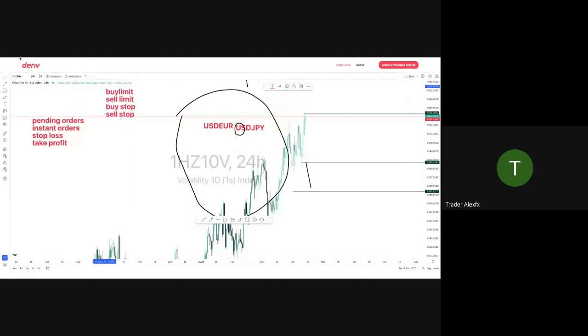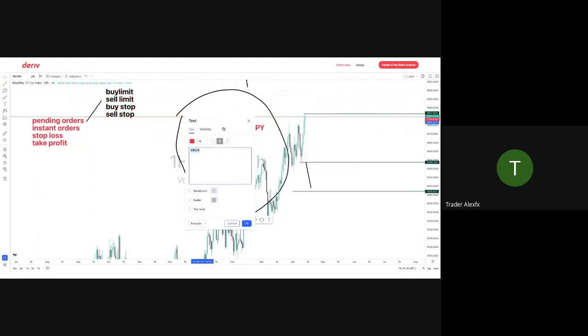So now, under the pending orders, we have this. Under the instant orders, let me change the color of these two. Black. Under the instant orders, we have instant buy and instant sell.